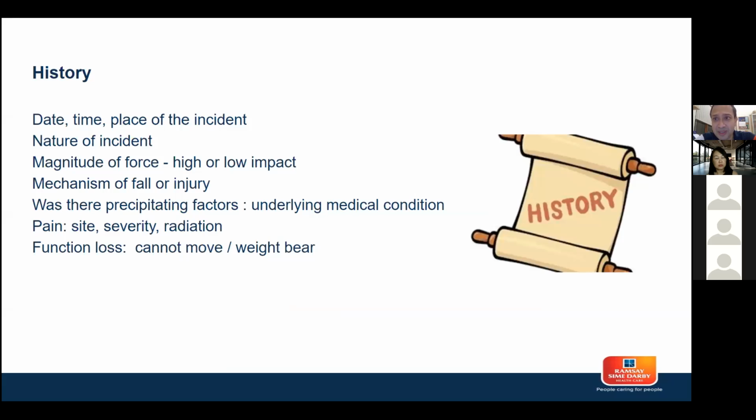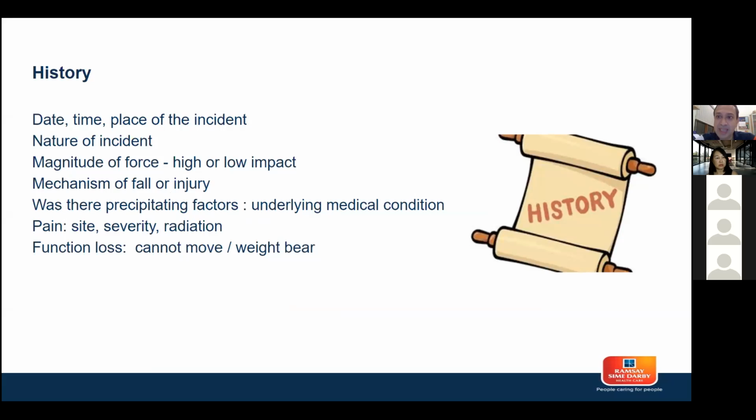So how do you approach someone who has a fracture? As with everything in medicine, you start with the history. Okay. So history is important. Date, time, place of the incident, whatever incident that happened, nature of the accident, magnitude of the force, very important. Whether it was a low impact, I just fell off my bicycle, or I was hit by a train. So two different impacts there. Mechanism of injury in orthopedics is very, very important, and I'll explain why later.